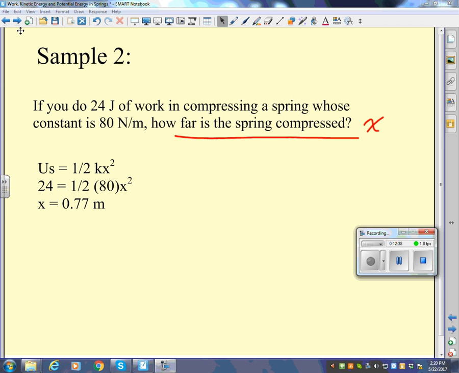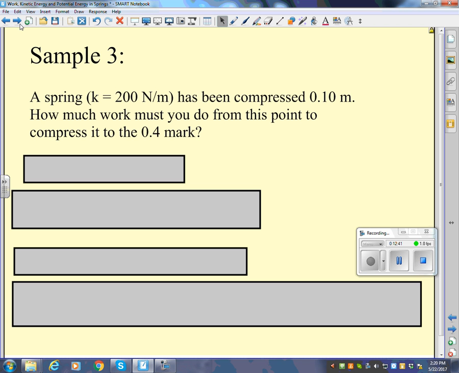All right, let's move on. So sample number 3 should be right on the sheet there. Similar kind of question. I've got one in front of me here. A spring with a spring constant of 200 newtons per meter has been compressed 0.1 meters. How much work must you do from this point to compress it to the 0.4 meter mark? How much work must you do? And the key words here are from this point to compress it to the 0.4. So it's going from 0.1 to 0.4.